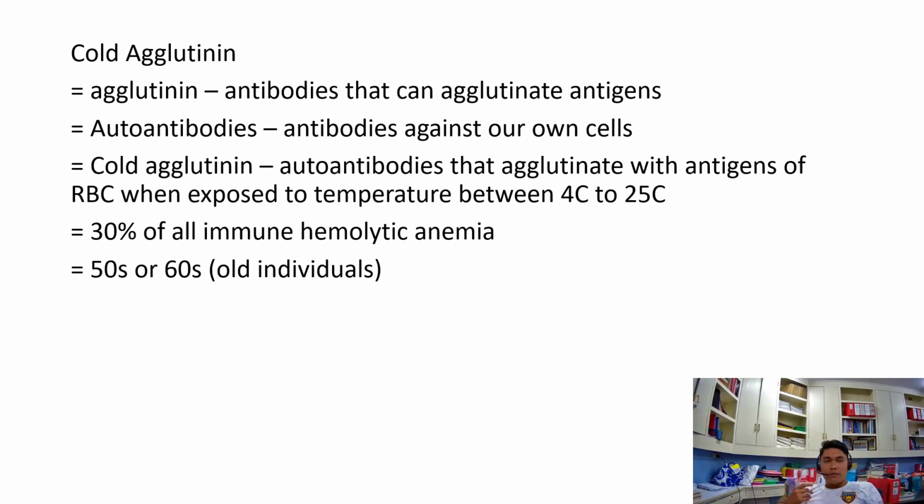Regarding cold agglutinin, it accounts for 30% of all immune hemolytic anemia. Of all the cases of immune hemolytic anemia, cold agglutinin is 30%. And it usually develops during the 50s or 60s, in older individuals. So that's for cold agglutinin.